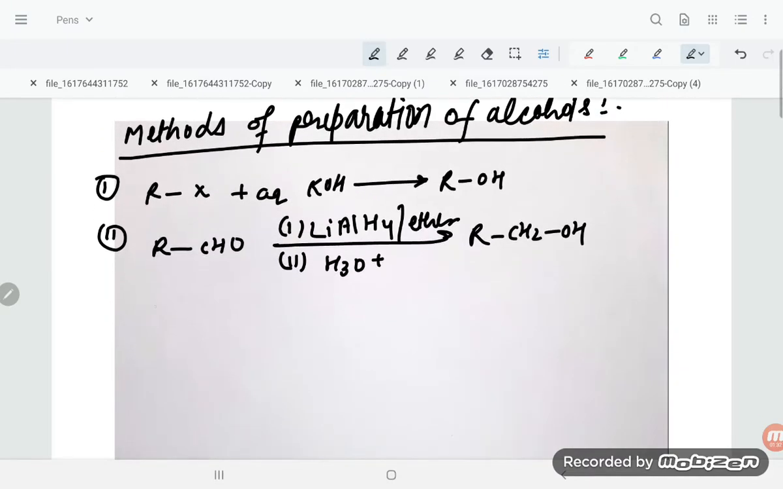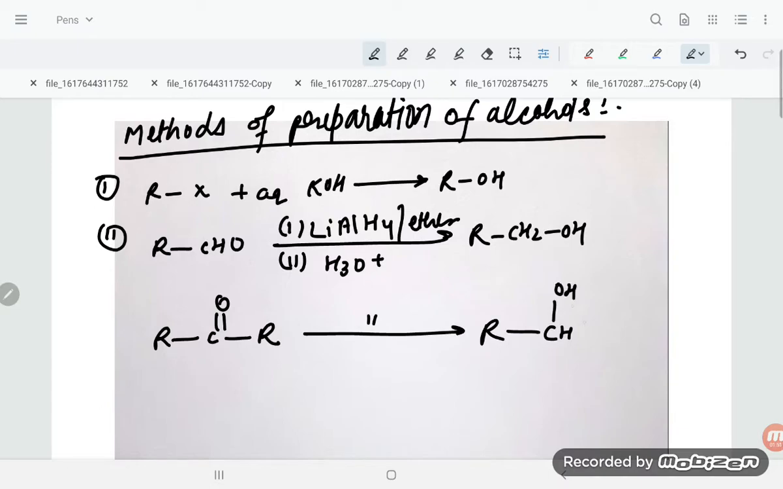Suppose you have a ketone, R-C=O with another R, and you use the same reagent, lithium aluminum hydride in ether followed by H3O+. It will give R-CH(OH)-R. So you get a 2 degree alcohol here, and this one is a 1 degree alcohol.